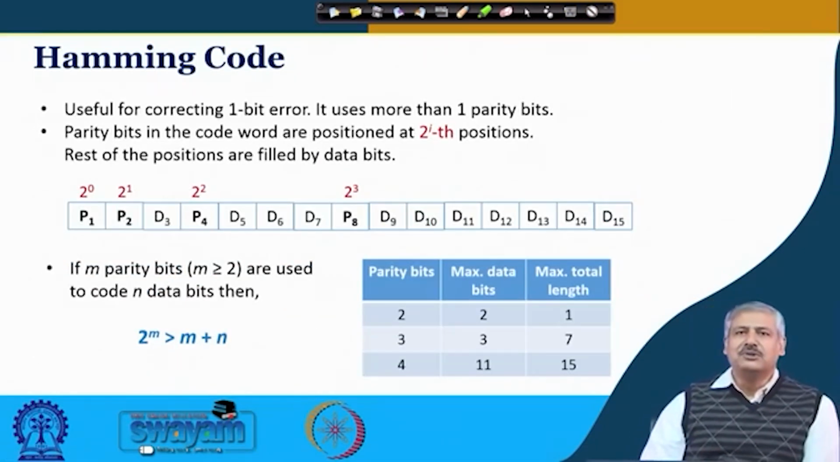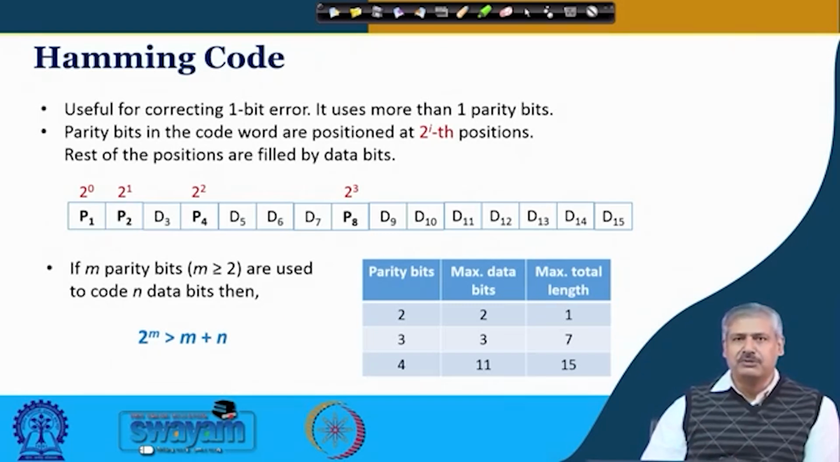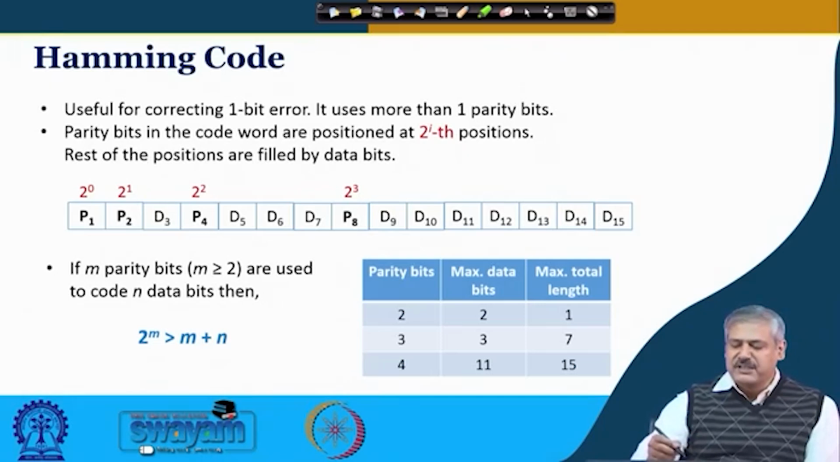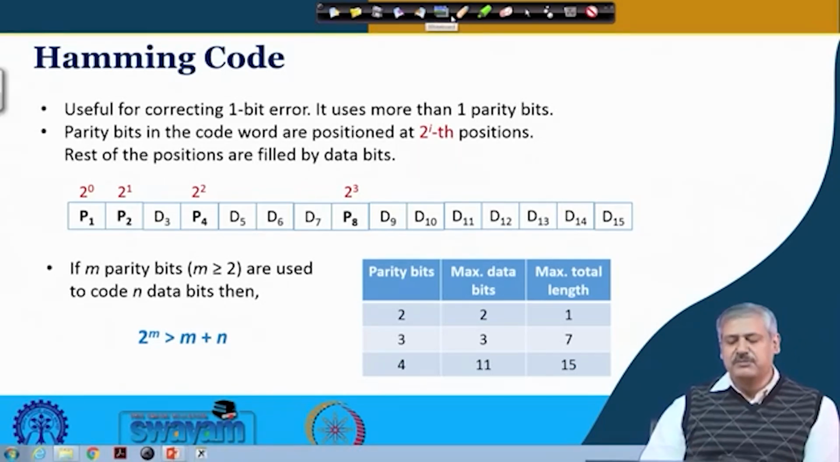Now, we look at another kind of coding called Hamming code, where we shall see how to correct a bit error as well, not only detection, which is what we have seen as an example in parity code. So, Hamming code is something where we are putting not one parity bit but more than one parity bit at specific positions. So, what are those specific positions?